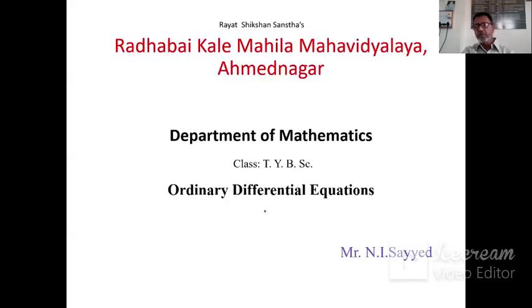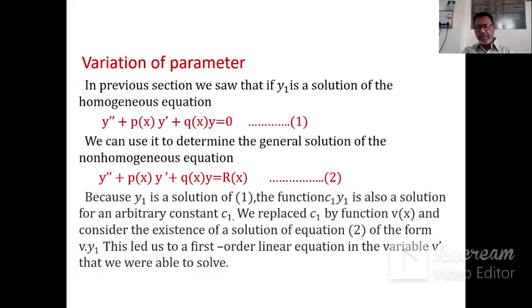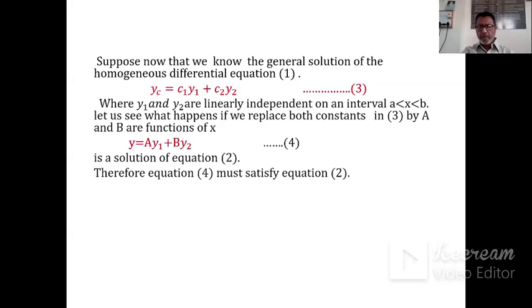This is just a generalization of the method of reduction of order, in which we consider the substitution y is equal to y1 times B. Here we consider the substitution y is equal to A y1 plus B y2, where y1 and y2 are solutions of the associated homogeneous differential equation 1, and capital A and B are functions of x. And then we call this equation number 4.